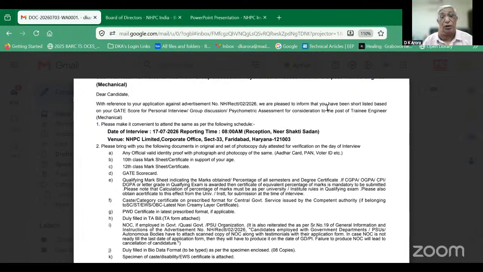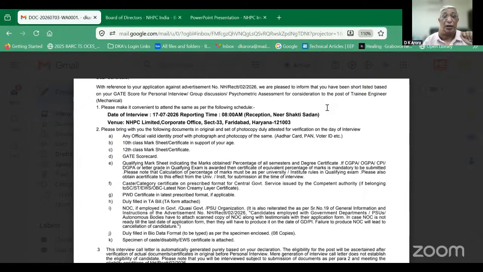If you are from any category, that means OBC non-creamy layer or SC or ST or PWPD, then the relevant caste certificate has to be carried. PWPD certificate in the latest prescribed format has to be carried in case you are belonging to that category.